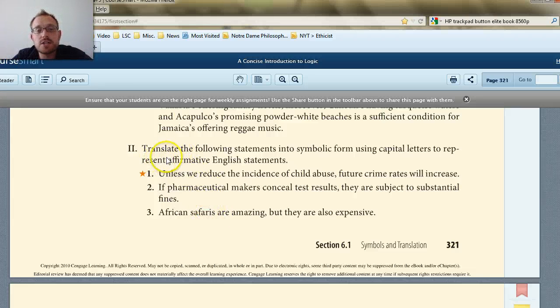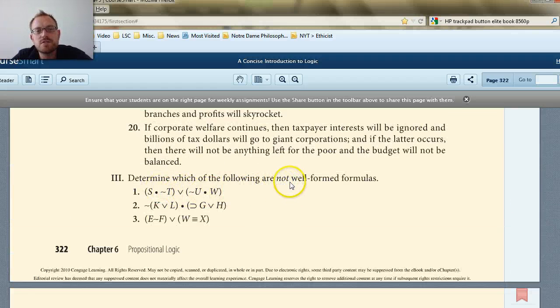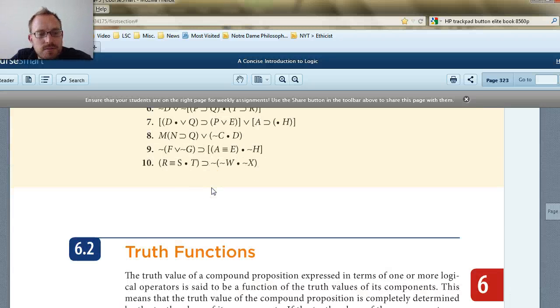You can see the next thing you have to do is translate the following statements to symbolic forms using capital letters to represent English statements. Right, then we'll scroll down here. You can see here, determine which of the following are not well-formed formulas. These are not WFFs. And so let's see if we can spot one right now. This one looks okay. Oh, that's not right. Right, because there needs to be two. So this number 2 is not a WFF. It's not well formed. Okay.